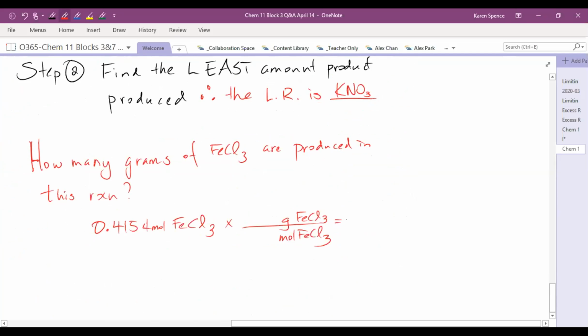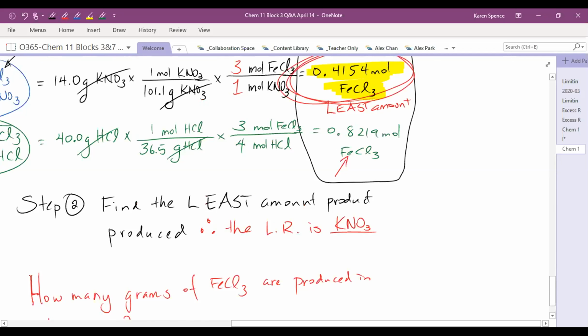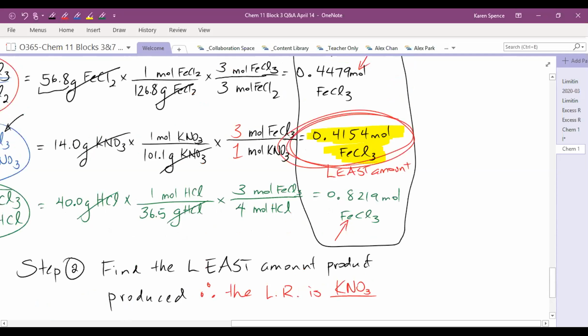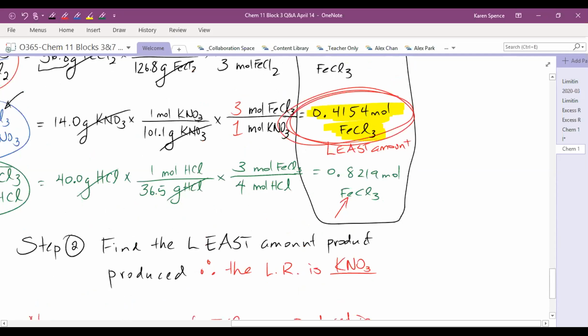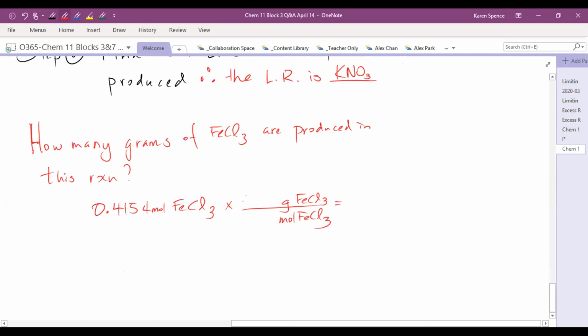Let me see. Molar mass of FeCl3, 126.8 plus 35.5 is 162.3. Okay. 162.3 is the molar mass there. Times 0.4154 equals 67.419.